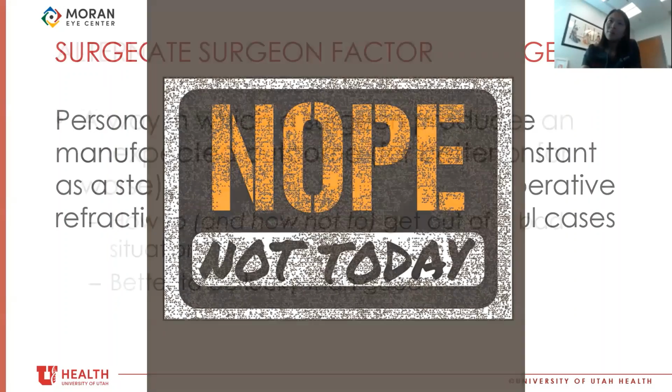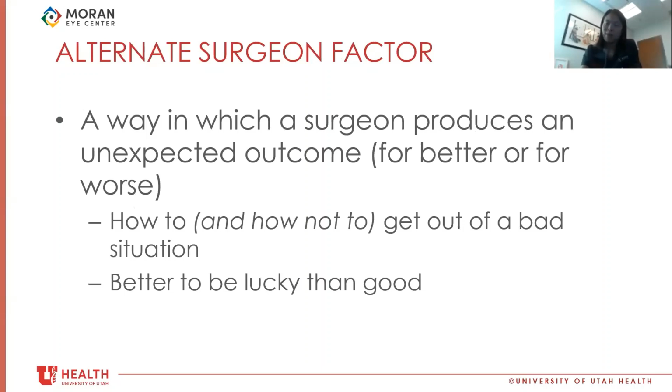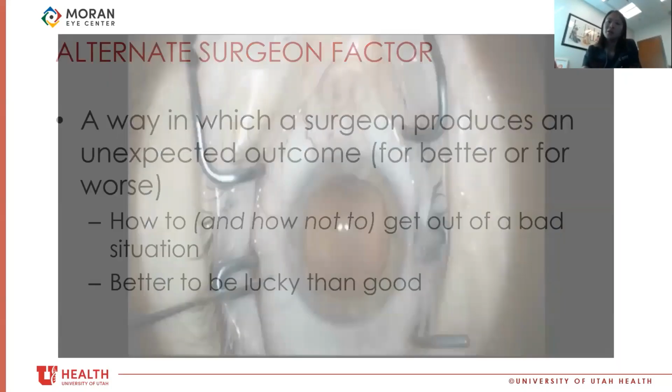So I'm talking about an alternate surgeon factor. I'm defining this as a way in which a surgeon produces an unexpected outcome, for better or for worse, and how to get out of a bad situation. And also I've got some cases which are painful for me to watch about how not to get out of a bad situation. So I hope that we can all learn from these experiences. And then there's some cases where things turned out unexpectedly better. So that's my take on better to be lucky than good.